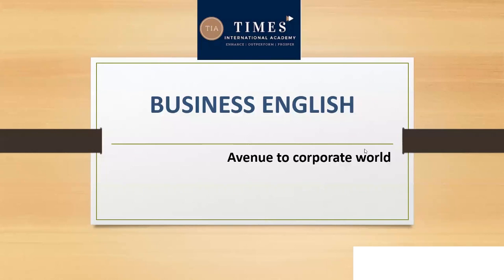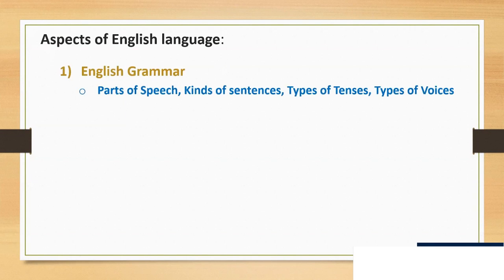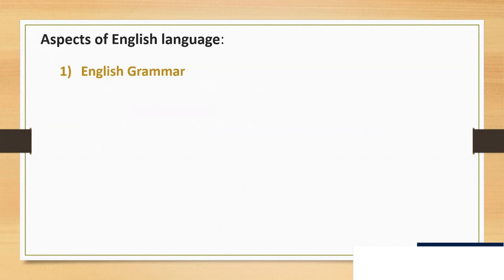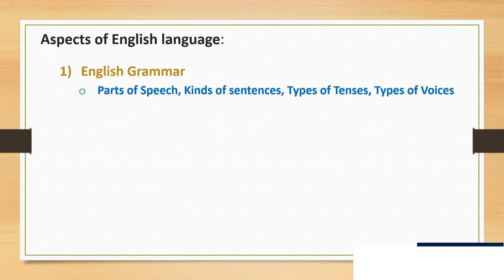Hi everyone, welcome to Business English Training session. So this is our session number one. This training is all about business English, or we can say in other words, corporate communication. So if we look at the aspects of English in corporate communication, what we are going to learn here in this training is, first of all, we will focus on English grammar, because without correct grammar, we cannot become fluent in English. So in grammar, we will be discussing parts of speech, kinds of sentences, types of tenses, and types of voices.